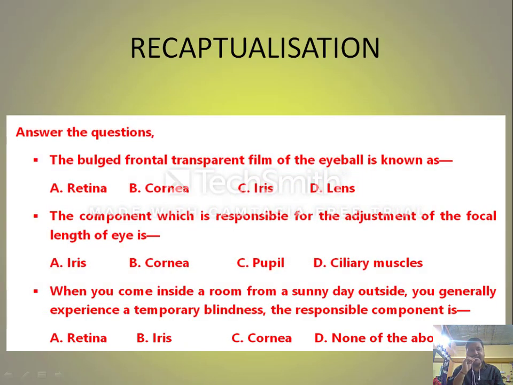Then the second question: the component which is responsible for the adjustment of the focal length of the eye is A iris, B cornea, C pupil, and D ciliary muscle. Which one is correct? Then the third one: when you come inside a room from a sunny day outside, you generally experience a temporary blindness. The responsible component is A retina, B iris, C cornea, and D none of the above. Which is correct? You can answer it and write it in the comment box.